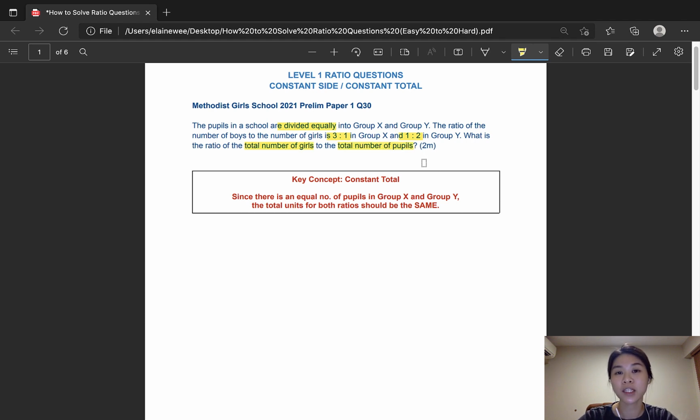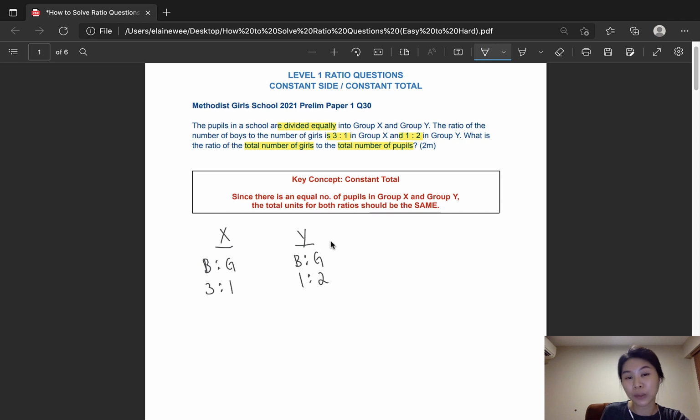Now the key concept of this question is constant total. Since there is an equal number of pupils in group X and group Y, the total units for group X and the total units for group Y should be the same. To start, we simply write down the ratio as stated in the question. For group X, the boys to girls is 3 to 1, and for group Y, the boys to girls is 1 to 2. Since we are comparing the total units, we should add a column for the total.